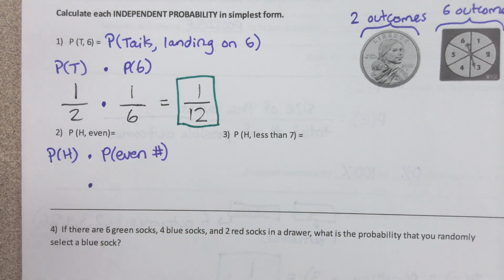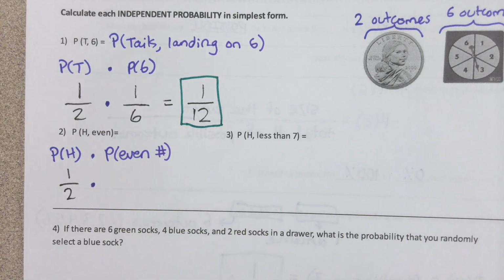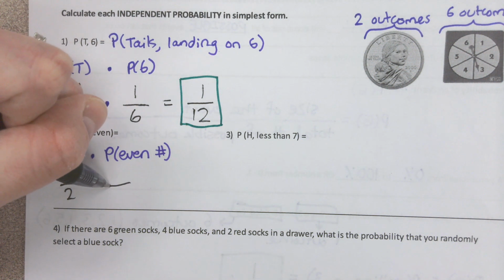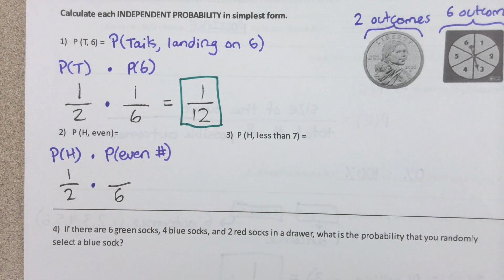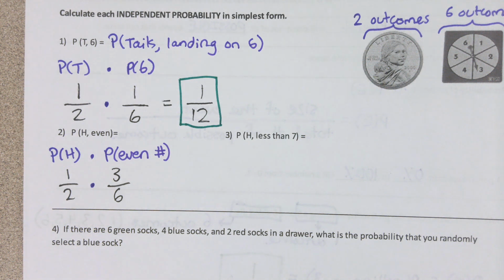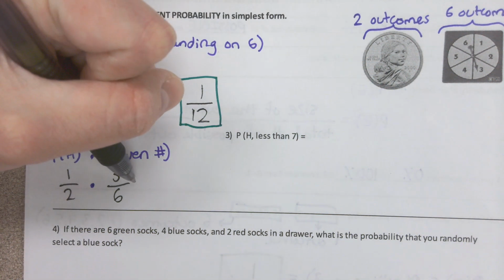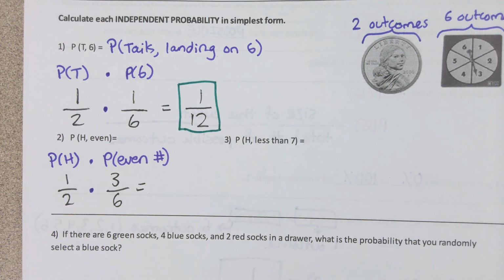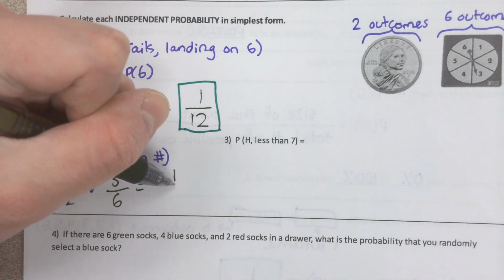First, the coin. There are 2 sides and one of them is heads, so it's still 1/2. Spinner, there are 6 sections. How many of them are even? 3. 3 even numbers. 2, 4, 6. Half of them are even. Multiply in the calculator, it will reduce to 1/4.